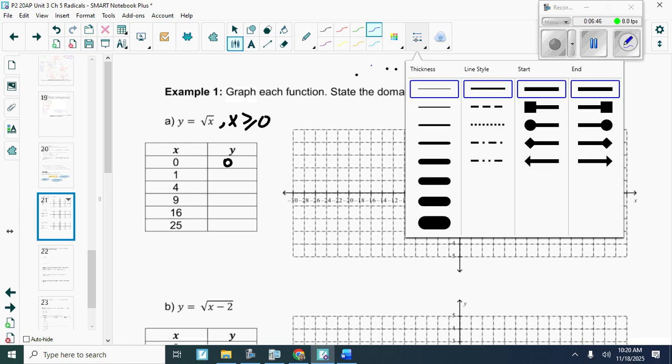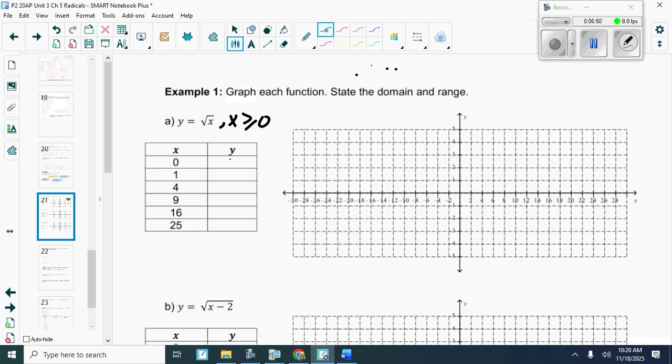Okay, I erase this. Will it be nice? Yeah, there we go. Okay, so you can substitute. Square root of 1 is 1. I mean, these are easy numbers. Square root of 4 is 2. Square root of 9 is 3. Square root of 16 is 4. Square root of 25 is 5.